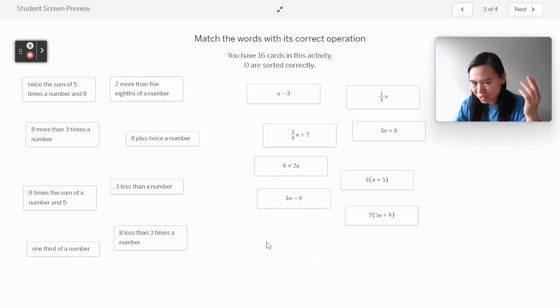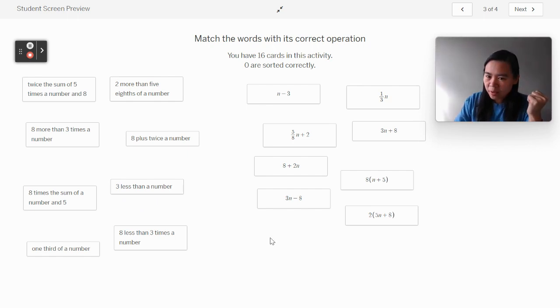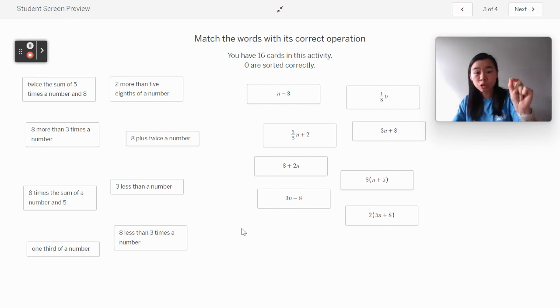Okay, so I'm actually going to let you guys do this part. Remember that for division you're going to see a fraction. This right here, 8 times a number plus 5. This is multiplication. This is 8 times the stuff in the middle. All right, give it a shot. Make your pairs. Make sure you put your cards right on top of each other.